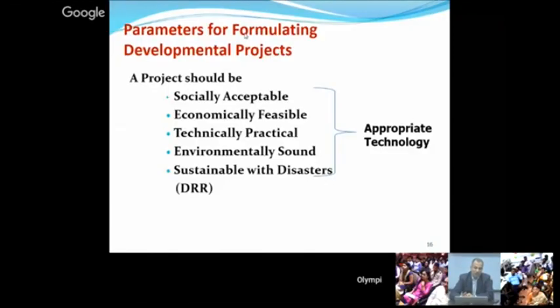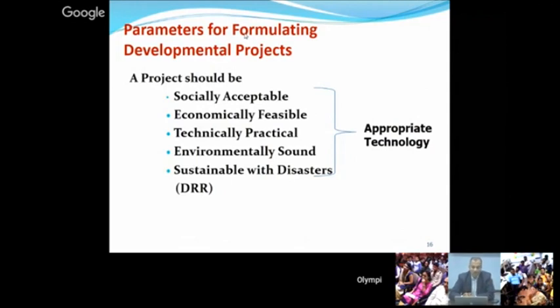Then economic feasibility, as you told, we should go for decentralized and small technologies which can be locally maintained and sustained, and the cost should be low. Technically practical: many a time we develop a technology for the plain areas, but we apply it in the higher reaches in the Himalayan region.